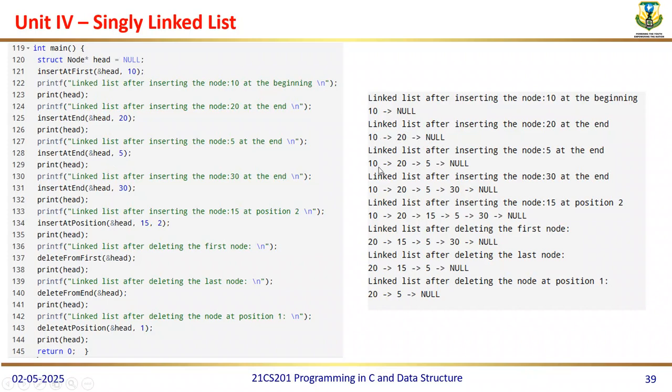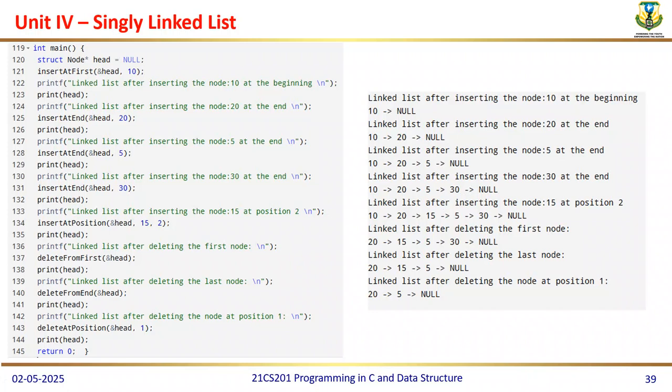So 10 is the head, 20 is now the last data. Then the null is replaced, and 5 is inserted, and 5's next pointer becomes null. Now 5 is the last element, and further you can add one more data. You can use the same function, insert at the end, 30, then 30 is also inserted. The process you know very well, following the process.